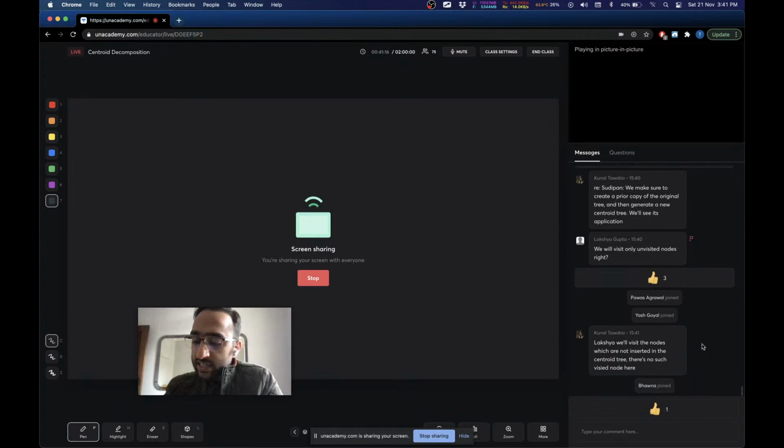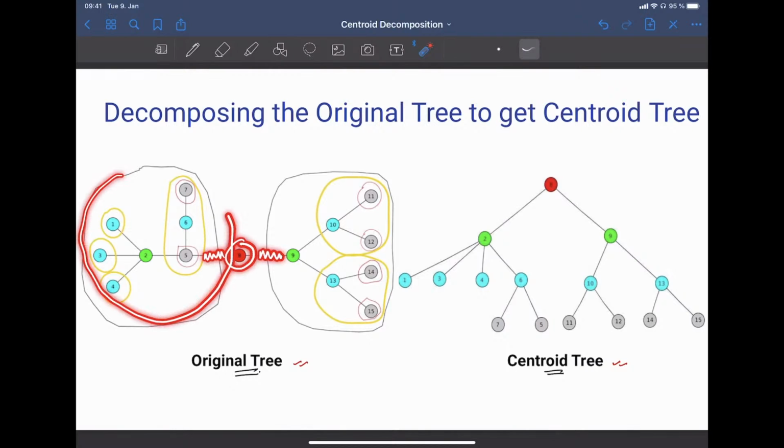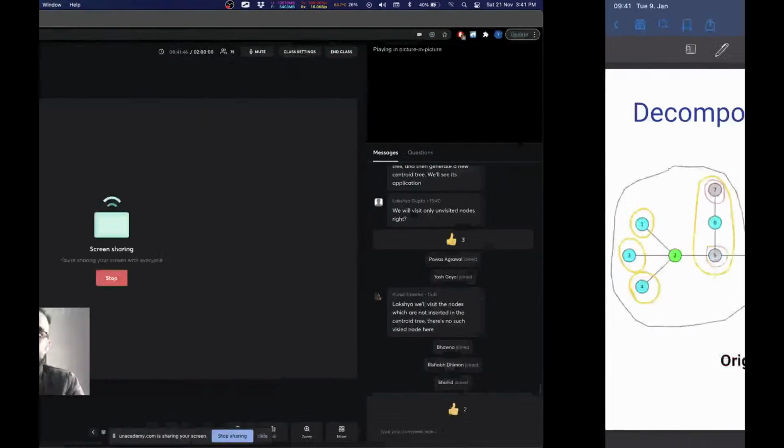We will look at the implementation later. Just think about what exactly is happening. You first find the centroid, you delete the edges corresponding to the centroid, and you get smaller subtrees. You recursively call the decompose function on each of the smaller subtrees. Again, for this small subtree, when you call decompose, you find the centroid, delete the edges, and recursively call decompose on the smaller subtrees formed, and so on and so forth.